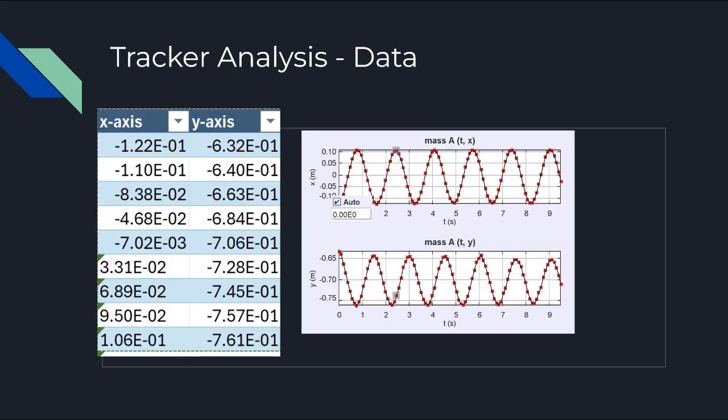Here's the data from the tracker analysis. On the left is the first 10 positions on the x-axis and the y-axis. On the right is the full period between when the spring was released and the end of the video.